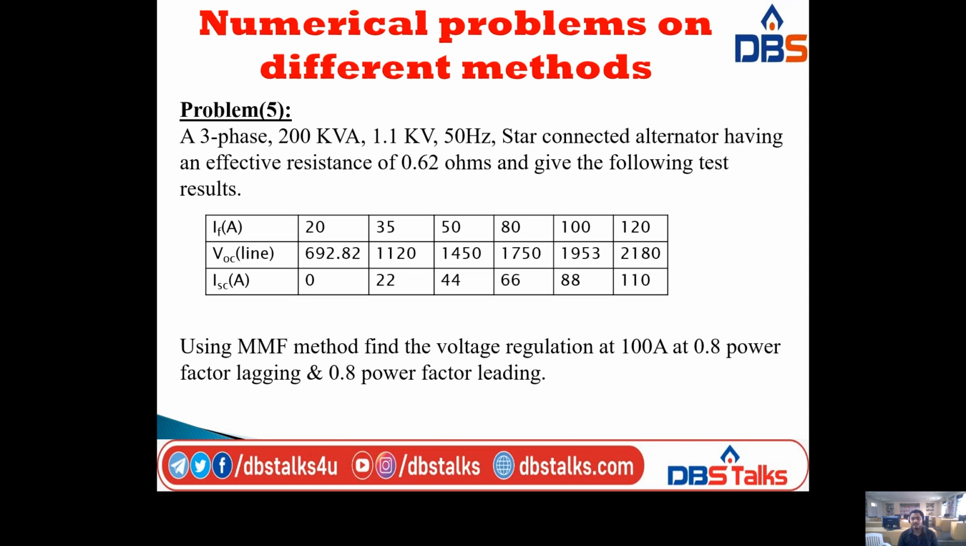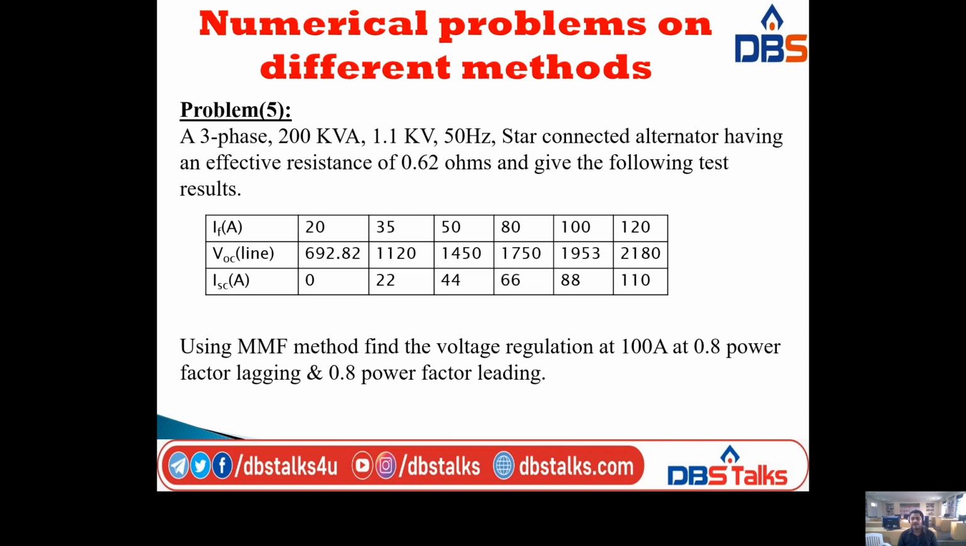So they gave that phases is 3. It is a 3-phase star connected alternator. That's why I'm taking phases equal to 3, and the capacity of the alternator they already gave, 200 kVA, and the supply voltage 1.1 kV, and the frequency 50 Hz. They also gave the effective resistance, that is Ra is equal to 0.62 ohms, and the current, that is I is equal to 100 amperes. This is also treated as armature current, 100 amperes, and also the power factor, that is cos phi is equal to 0.8 lagging and leading. Okay, this is the data.